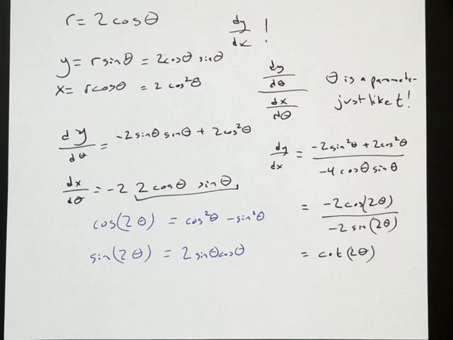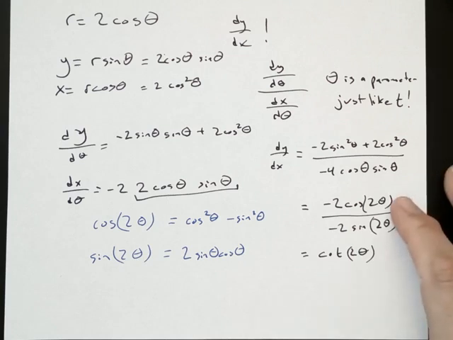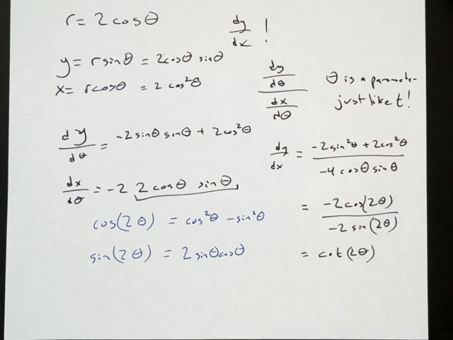Yeah? And a fraction is 0 where the top is 0. So I need to know for what angles is cosine equal to 0. And in this case, cosine is 0 at pi over 2 and 3 pi over 2. Oh, well, what? That's 2 theta. So it's pi over 4 and 3 pi over 4.